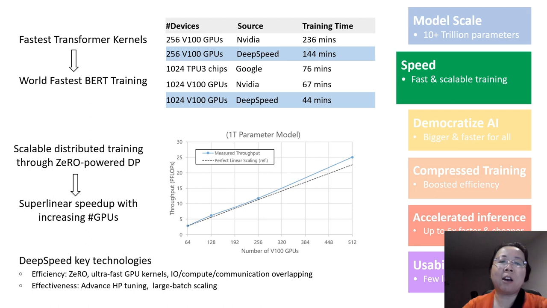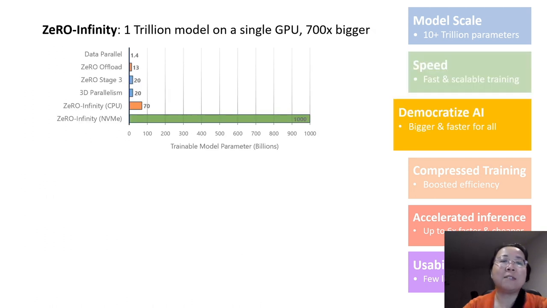Besides ZeRO and ultra-fast GPU kernels, we have an extended list of techniques to boost both system efficiency and convergence effectiveness to accelerate training. Another mission of DeepSpeed is to democratize DL training for everyone in need. From the DeepSpeed webinar survey, we realized that more than half of our users only have 1 to 4 GPUs, but they do hope to explore advanced DL models and benefit from them.